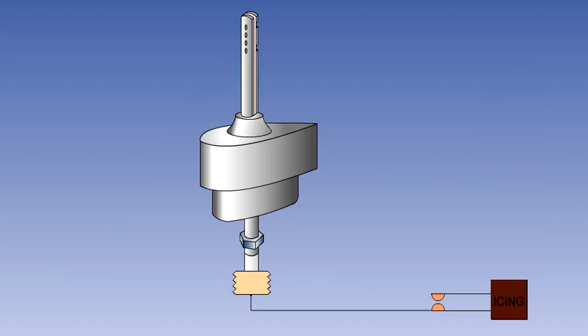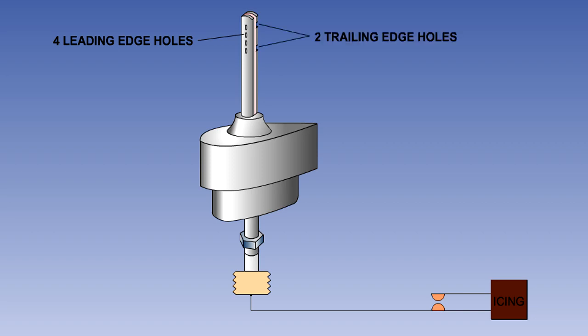The Smith's ice detector is another accretion type of detector. It consists of a hollow tube, attached to the aircraft by one end, sitting in the airflow. It has holes drilled in the leading and trailing faces. There are four holes in the leading edge and two in the trailing edge.